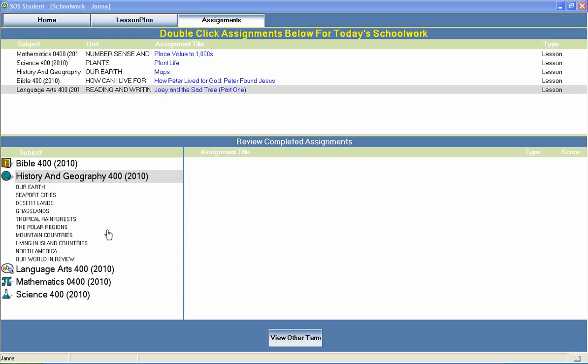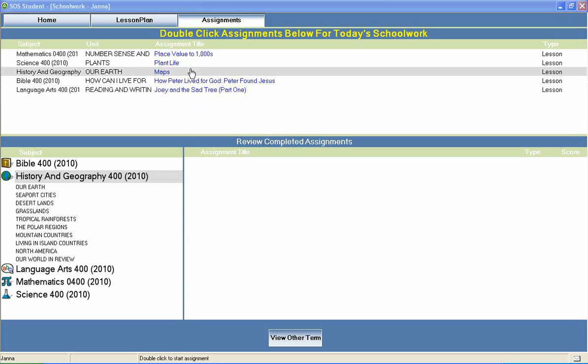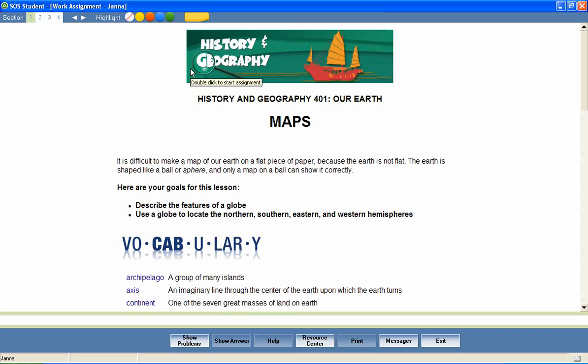Now let's take a look at a 4th grade history and geography lesson to see how concepts like these are covered. In a unit entitled Our Earth, let's look at a lesson called Maps.